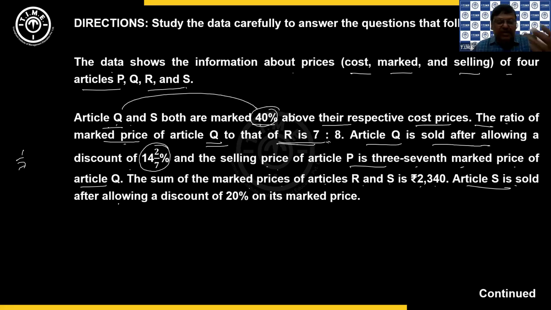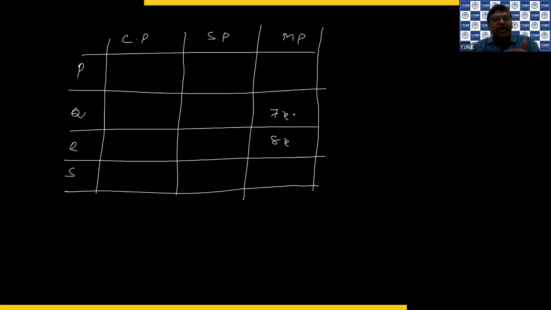See, market price is 40% more than cost price. Please remember, if I'm selling for 40% more, it is 140%. Market price is 140% of cost price. Why? Because it's 40% more. I'm sure in basics, when you learned for the prelims exam, 10% less means 90%, 10% more means 110%, 20% less means 80%, 20% more means 120%. Students, here 30% less means 70%, 40% less means 60%, 40% more means 140%.